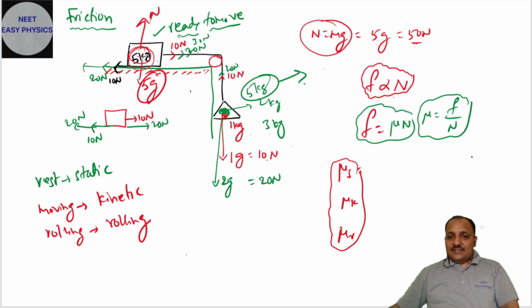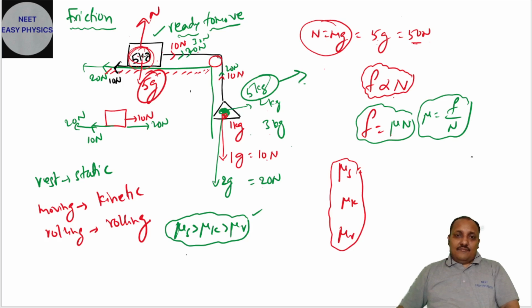Always, static frictional force is going to be highest. Therefore, mu s is greater than mu k is greater than mu r. So this is the relation of the coefficients of friction that they are also going to ask. Now, for one object, the frictional force is going to be maximum at one position, isn't it? What is that one position? I am going to explain for you.